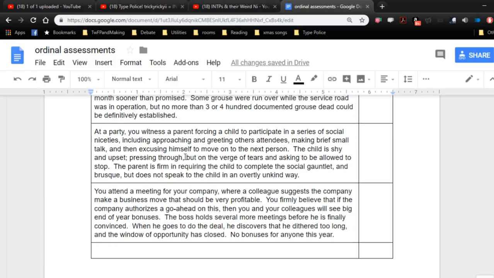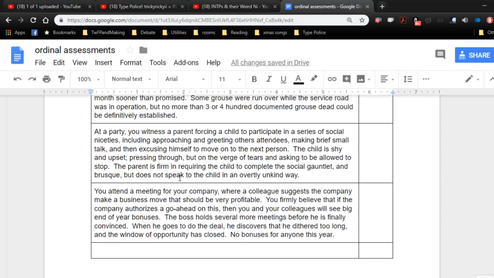At a party, you witness a parent forcing a child to participate in a series of social niceties, including approaching and greeting other attendees, making brief small talk, and then excusing himself to move on to the next person. The child is shy and upset, pressing through, but on the verge of tears and asking to be allowed to stop. The parent is firm in requiring the child to complete the social gauntlet and brusque, but does not speak to the child in an overtly unkind way.